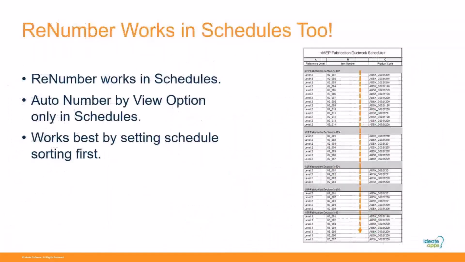Okay. And I also mentioned that this works in schedules. This is a great example of using auto number by view. You could have a schedule that is already sorted and say, all right, I want to renumber all of the, in this case, product codes or item numbers based on the schedule as well.